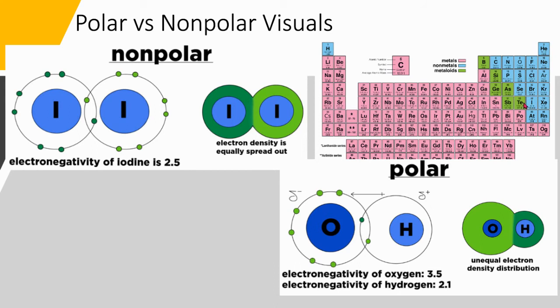You can tell by looking at your periodic table if something's going to be polar or not polar. Usually if it's the same element, they're going to want electrons the same, so it's going to be nonpolar. If it's two different elements, there might be some unequal sharing. So let's look at this polar one.